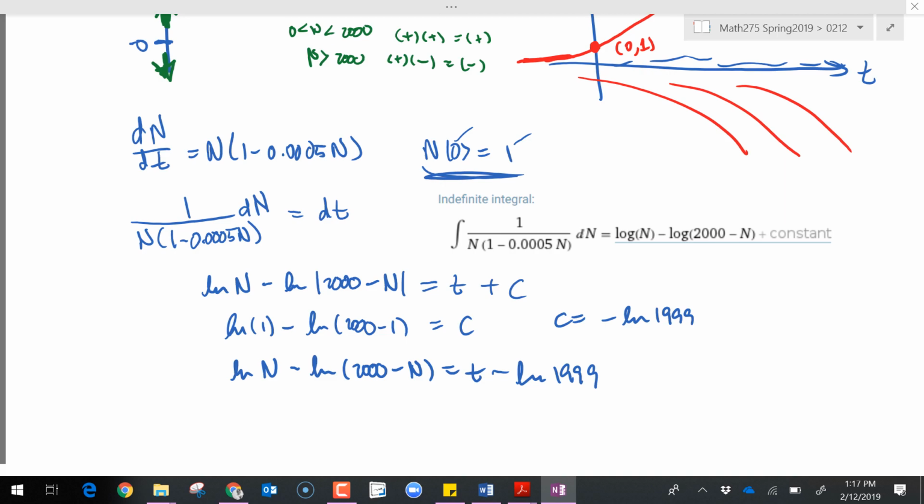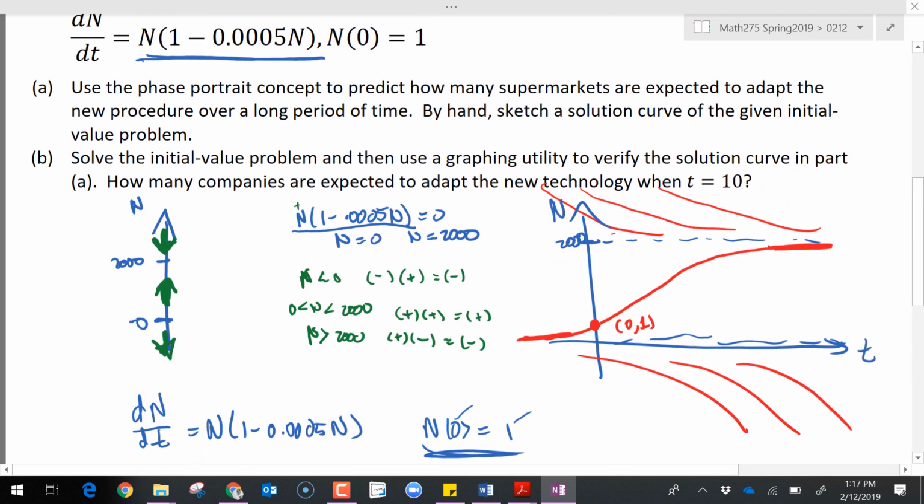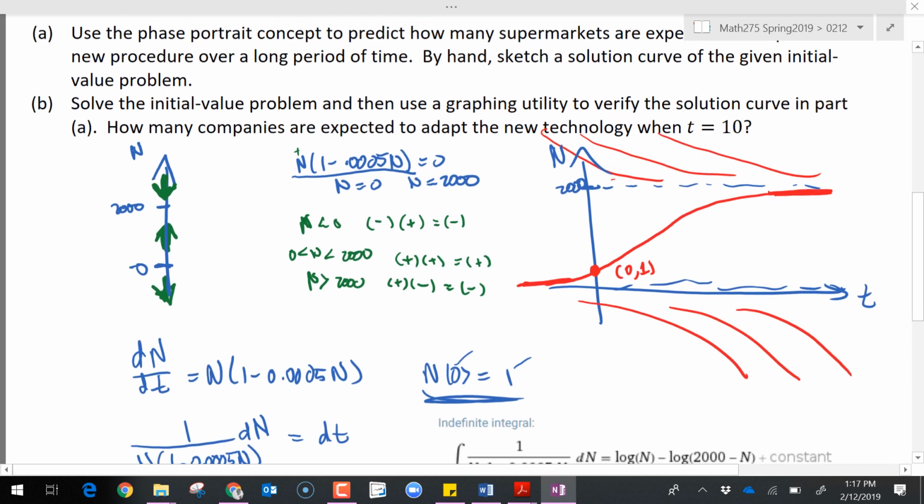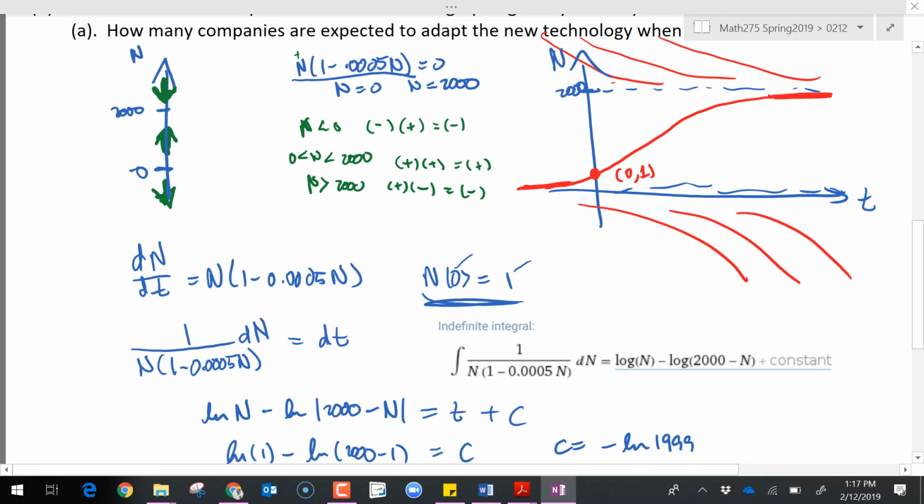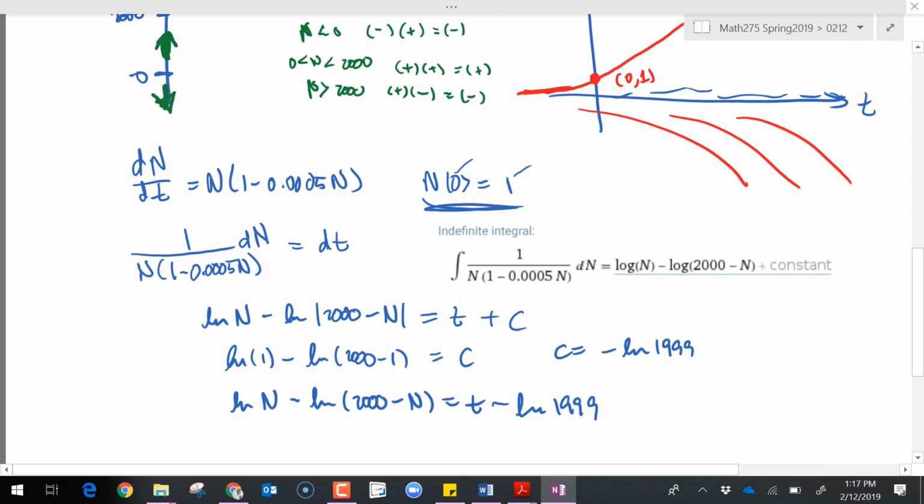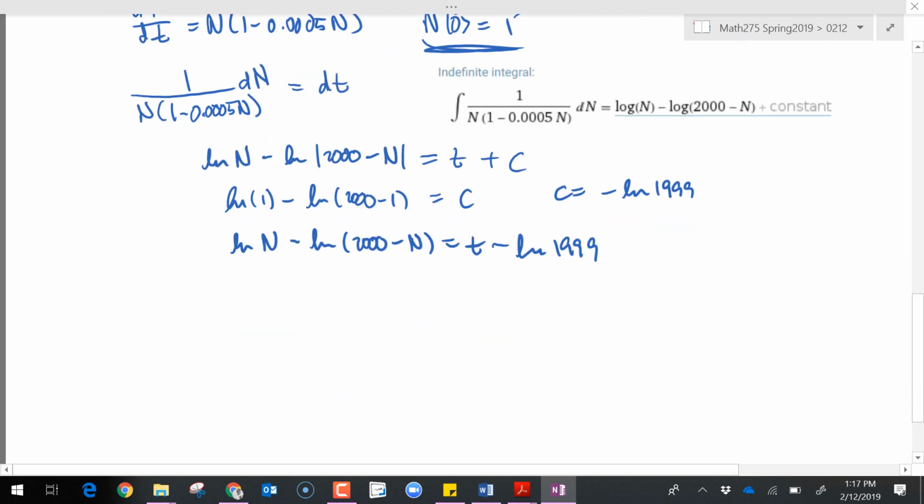Let's see, should we try to solve for n? We can solve initial value problems and compute how many companies there are. We can put t equal to 10 and then solve for n. I think this is some interesting algebra that uses a lot of logarithms. Well, let's bring this ln of 1999 to the other side first.